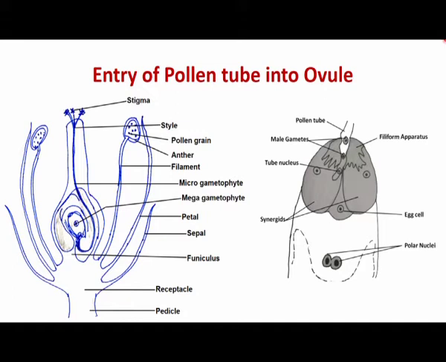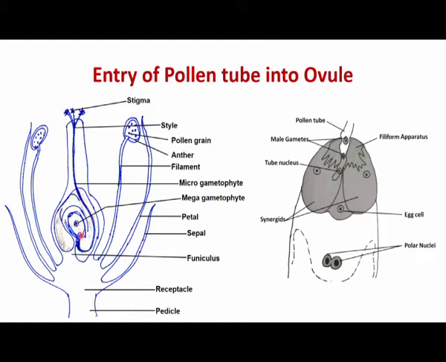after reaching the ovary, the pollen tube enters the ovule. So, the pollen tube has three different directions to enter into the ovule. Either it will enter through the micropyle site, or it will enter through the chalazal end, or it will sometimes enter laterally into the ovule.